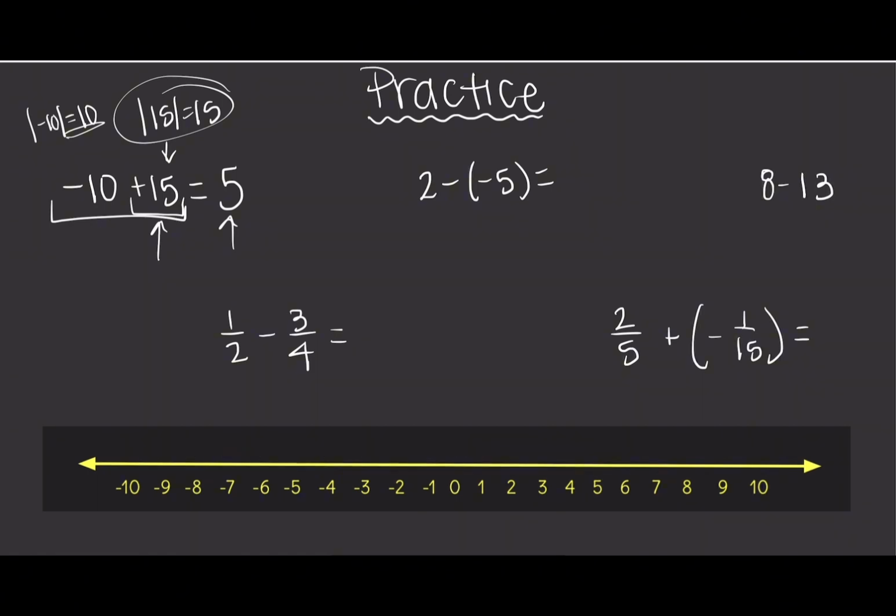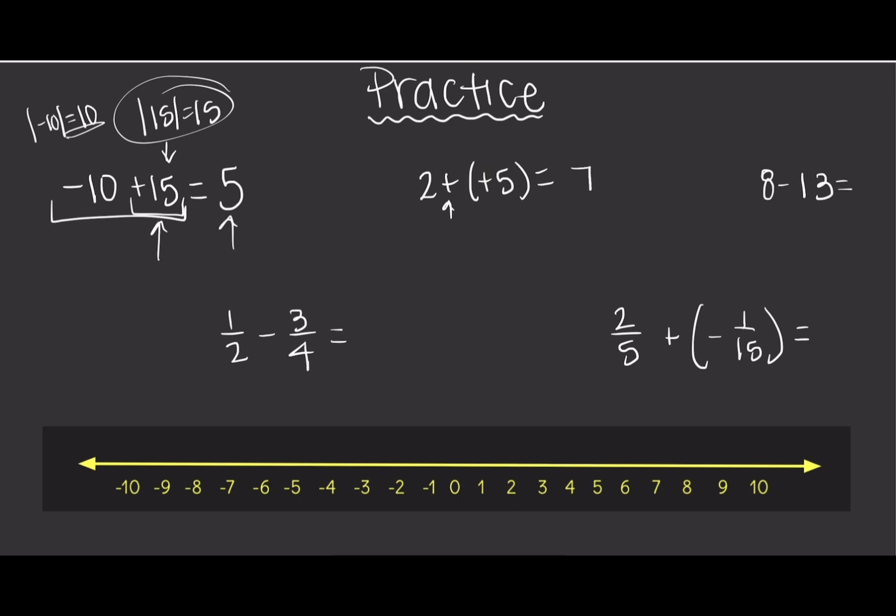Next question, we have 2 minus negative 5. You could have remembered to punch it in the face. Poor guy, I'm so sorry. Or you could have gone over to the number line, started at 2, and then you were like, all right, I'm going to subtract, so I'm going to be going this way. Oh, but I'm subtracting a negative, so I have to go this way. And then we went over 1, 2, 3, 4, 5, and that gets us to 7.